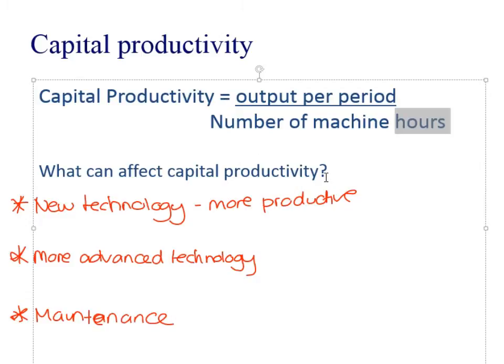So what could affect the capital productivity? So new technology tends to be a bit more productive, as in it produces more, the output is better and more advanced technology as well. And when did it have maintenance on this technology? Is it kind of a machine that always breaks down or not? Because that could help improve the productivity.